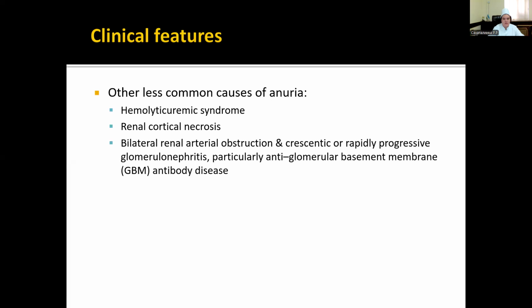Other less common causes of anuria are hemolytic uremic syndrome, renal cortical necrosis, bilateral renal artery obstruction, and presentation of rapidly progressive glomerulonephritis, particularly anti-glomerular basement membrane antibody disease.